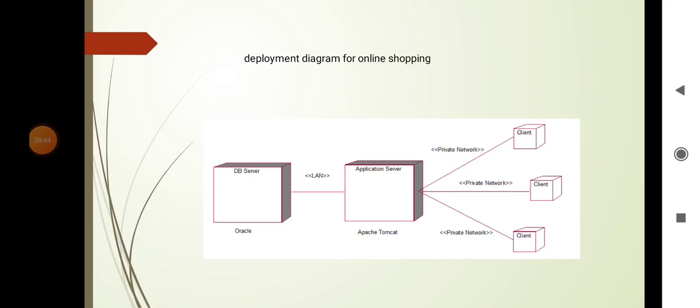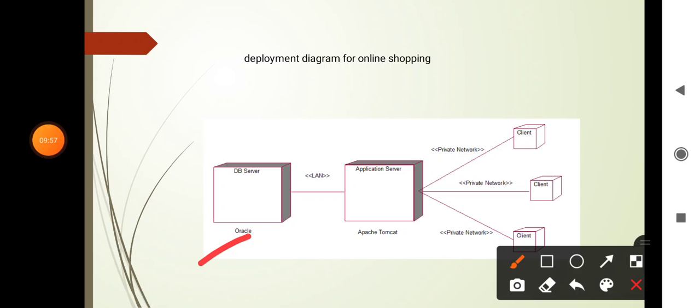Then another example is the deployment diagram for online shopping. Deployment diagrams are only for hardware and software, so it shows only hardware and software. Here there is an Oracle database and an Apache Tomcat server, that means the application server, which is connected by the LAN. It also has a private network, like the network to the client, shown as the private network. In the deployment diagram, you can show only the hardware and software connectivity. This is called the deployment diagram.